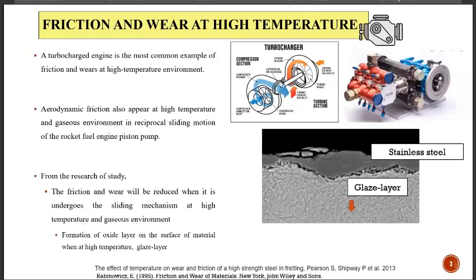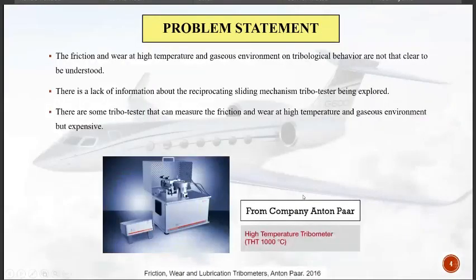This surface is called the glaze layer, and this picture is from a scanning electron microscope. This is the cross-section of stainless steel with the glaze layer formed at 450 degrees Celsius, and this is the glaze layer, and this is the surface of the stainless steel zoomed in. Okay, next will be the problem statement.